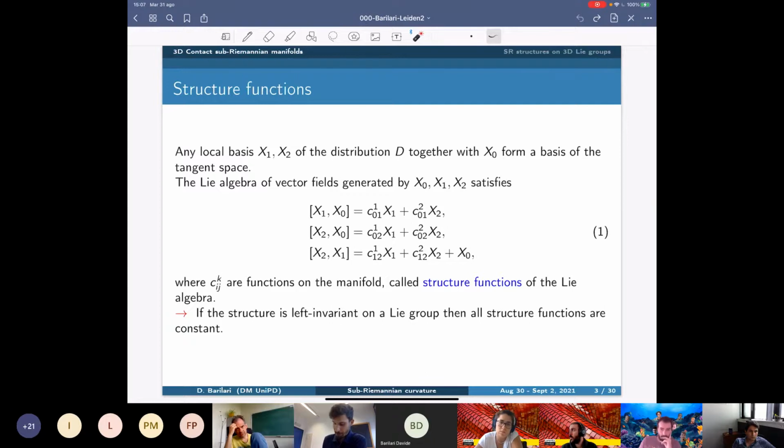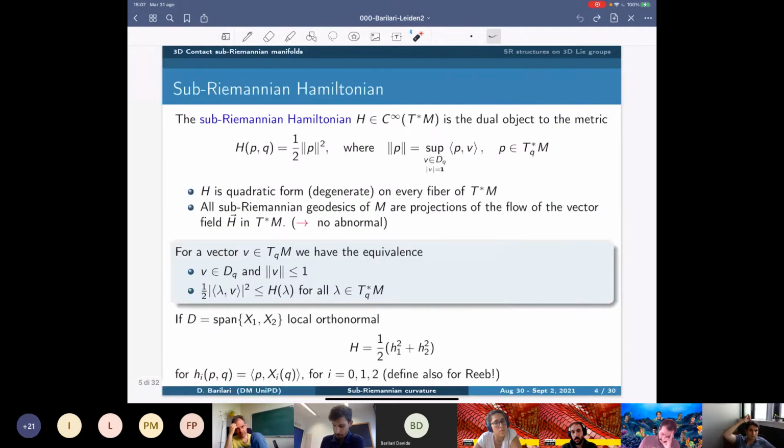And so these are functions in general on a 3-dimensional manifold, but if you consider left invariant structures on Lie groups, then these functions become constant, and this is useful later for some more comments. And so yesterday we introduced the Sub-Riemannian Hamiltonian big H, which is a smooth function on the cotangent space. It's a kind of cometric, and this is a definition I recall from yesterday.